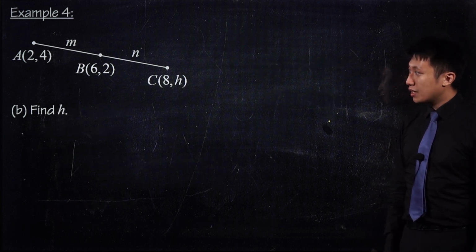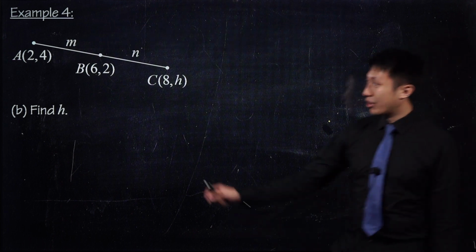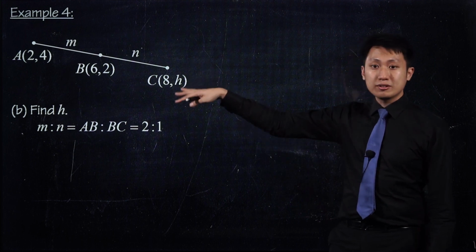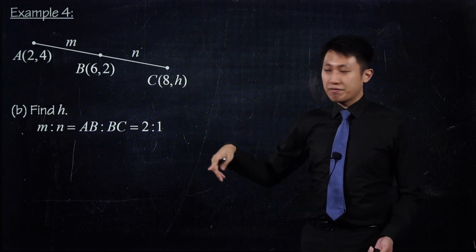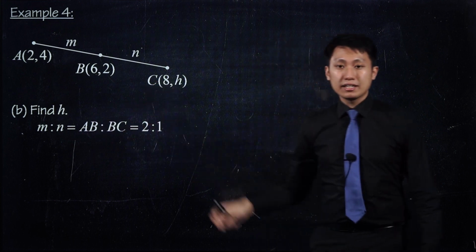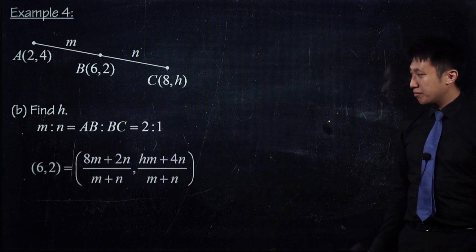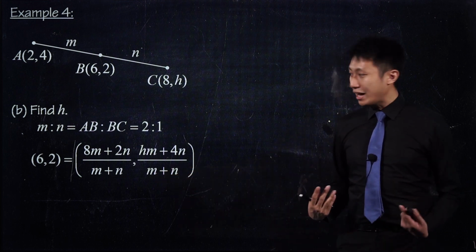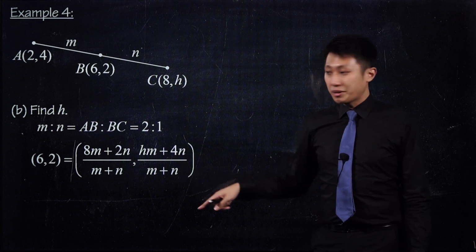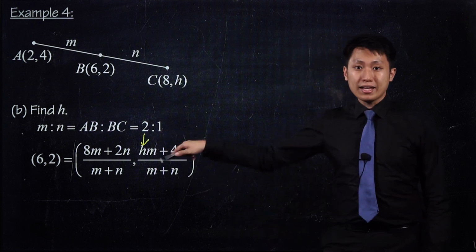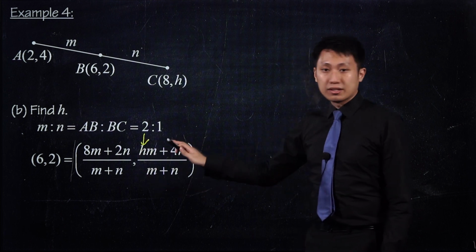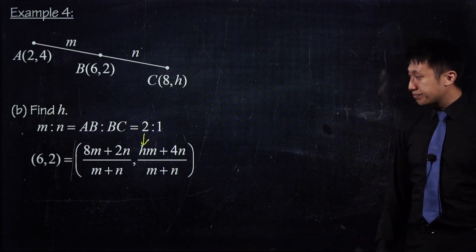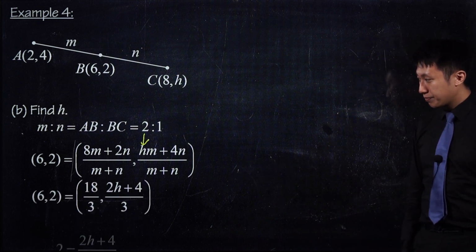Next one, I want to find H now. Just now we already know M and N, and it's given by 2 to 1. So I can use that to find this. If you can find the ratio of M and N, then finding this H is not a problem. Basically you just plug it into the formula that we showed just now, and we don't have to substitute both sides, correct? Because we want to find the H here, we only need to substitute on the Y coordinate and compare with this Y coordinate, then we get our answer.